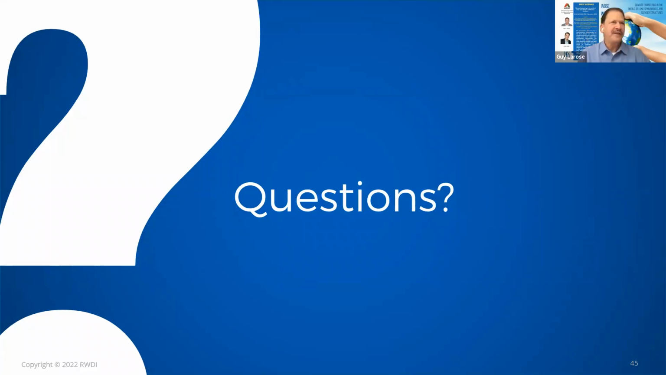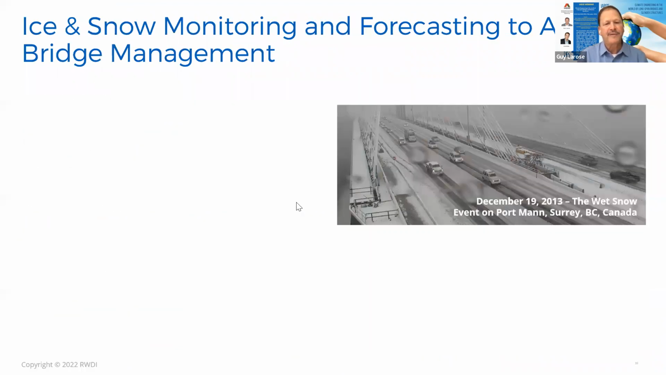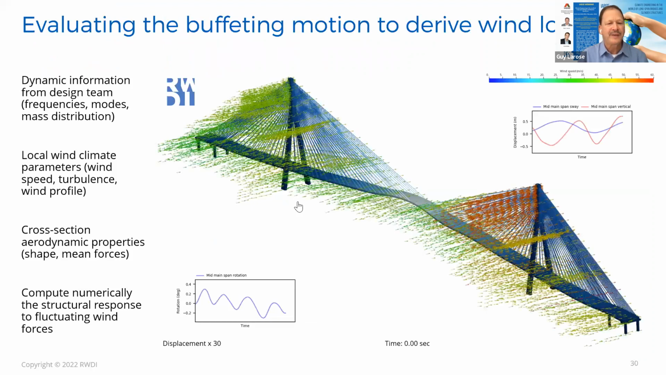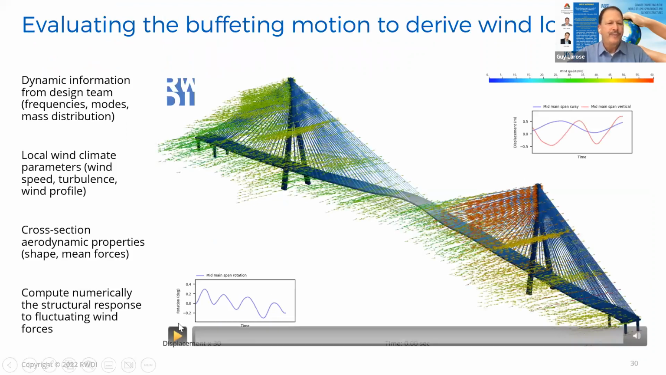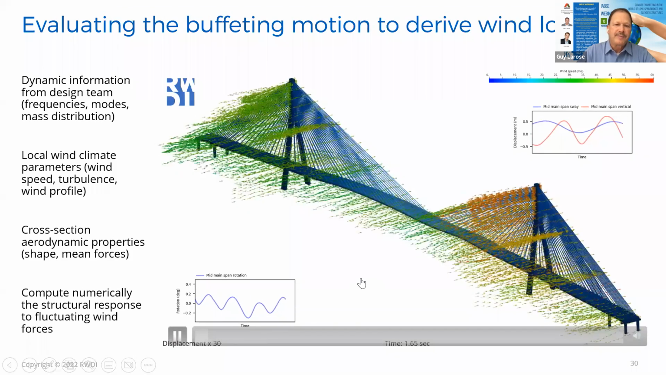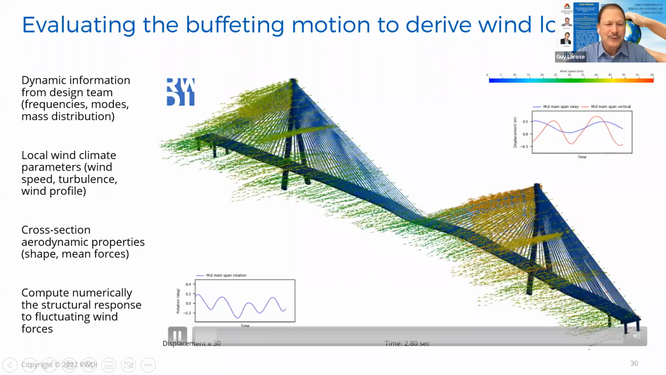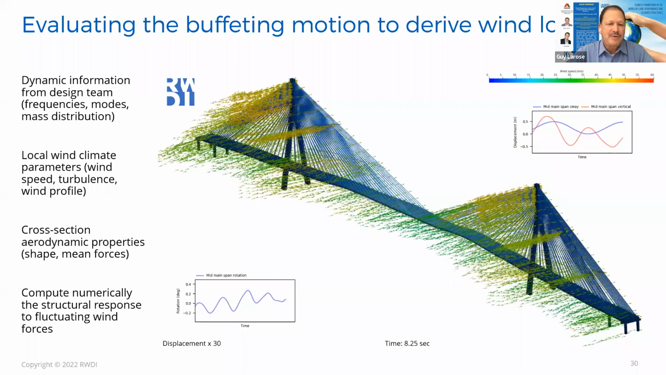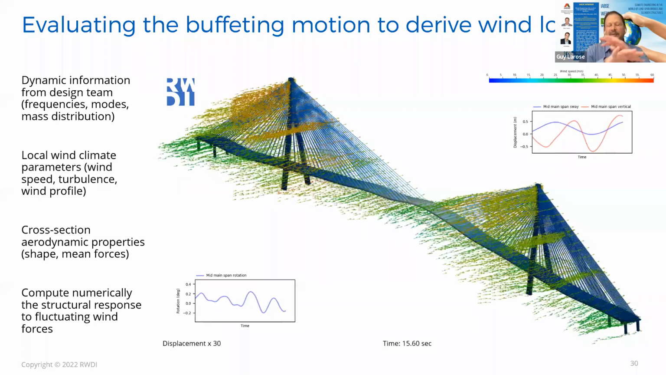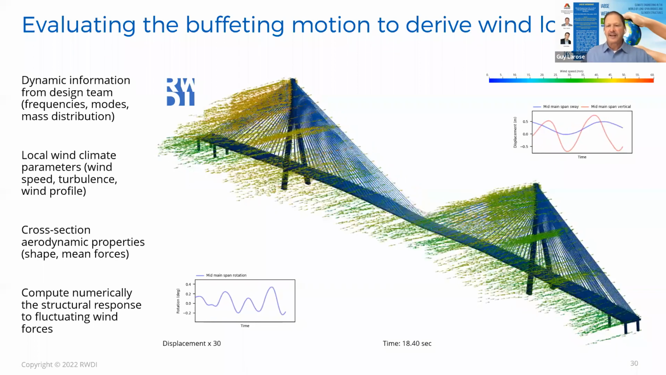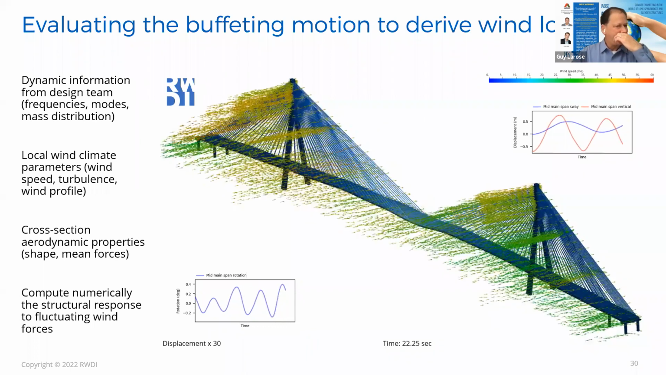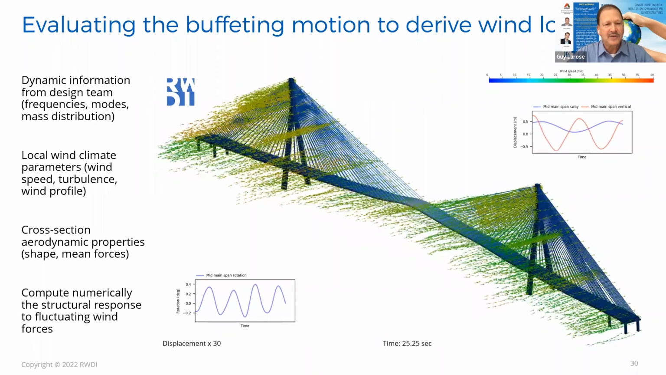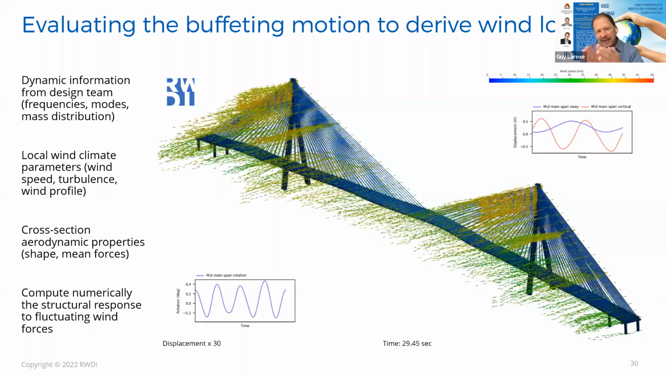So the buffeting video is entirely numerical simulation. We built a numerical model of the bridge itself, which becomes what we call an equivalent or digital twin of the structure. We simulate a storm of one hour that will cover the entire span, changing along the span and also with height. And we apply this storm. We have digitized the bridge in slices.